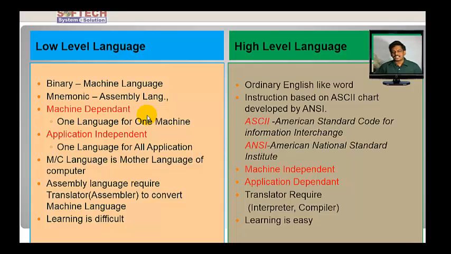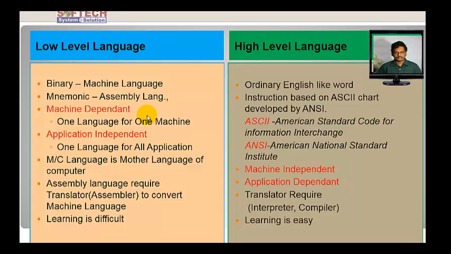But it requires a translator, because the computer does not directly understand assembly language. So we want to convert that assembly language into machine code. So it requires some translator. This is also a kind of software. It converts the assembly language program into machine language. We already discussed that in the previous slide.